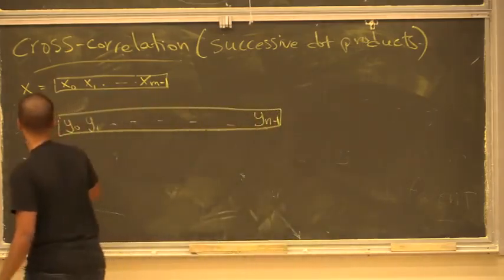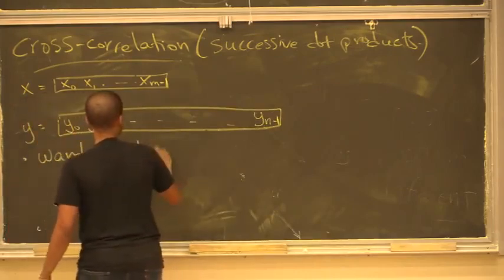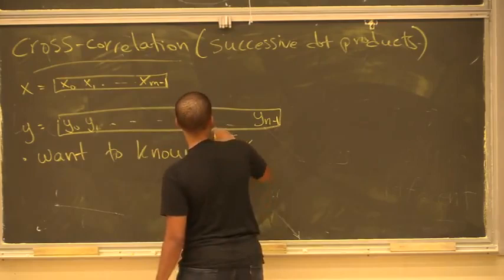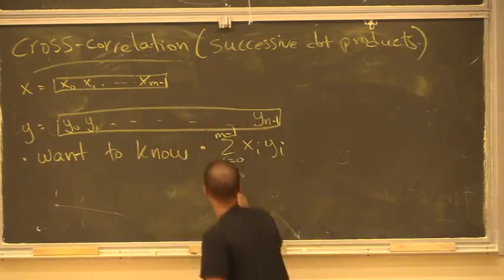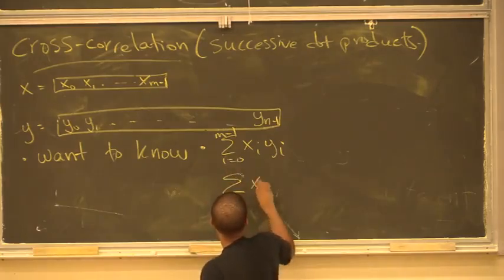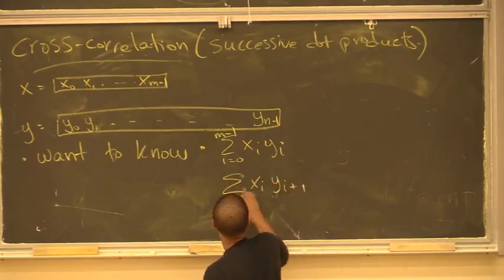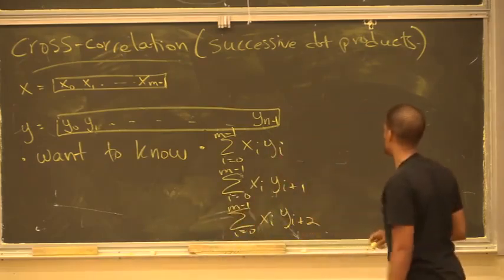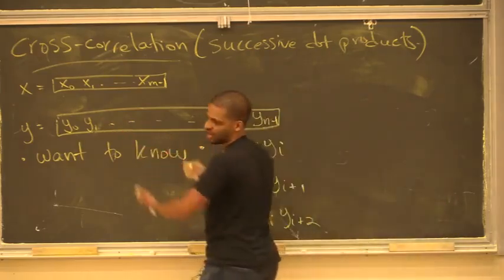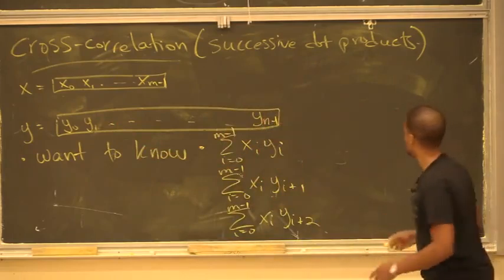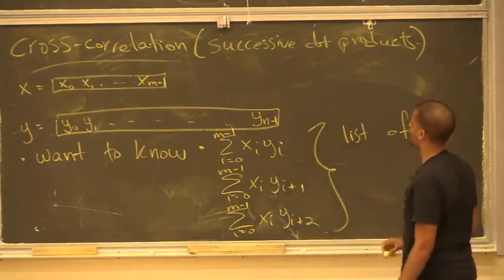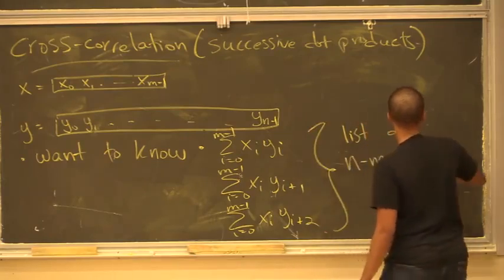So I want to know the sum, i goes from 0 to m minus 1, of x_i y_i. I also want to know the sum of x_i y_{i+1}, i goes from 0 to m minus 1. I also want to know the sum of x_i y_{i+2}, i goes from 0 to m minus 1, etc. I want to know all of these dot products of shifts of x with y. This is a list of how many numbers? n minus m plus 1 numbers.